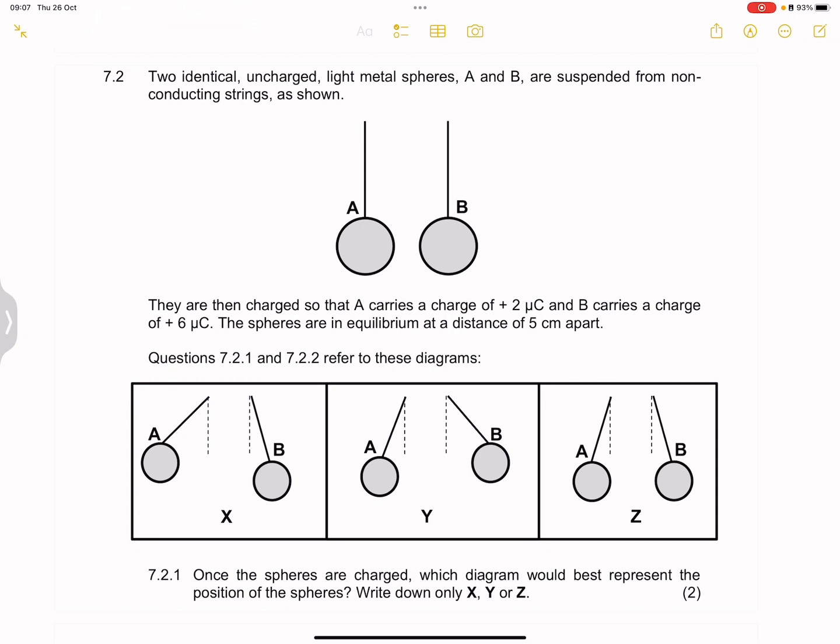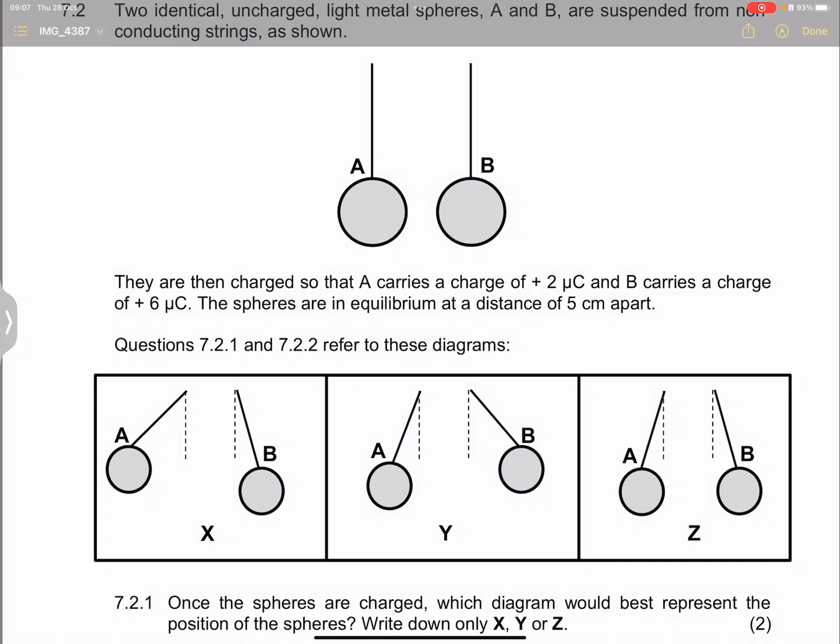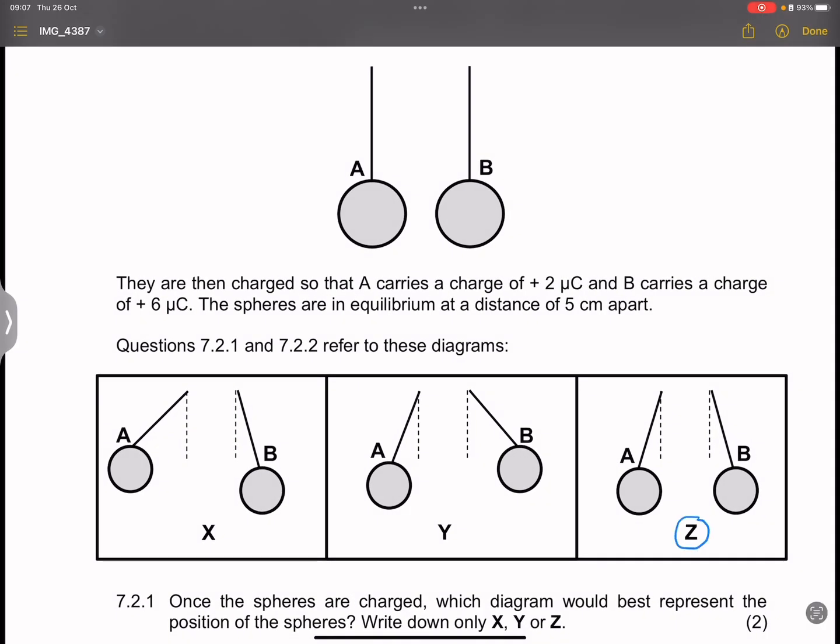We know that the force that A exerts on B will be equal to the force that B exerts on A. So in this case, they would actually repel each other with equal forces. As a result, Z would be the better representation. So they would tend to move in different directions.